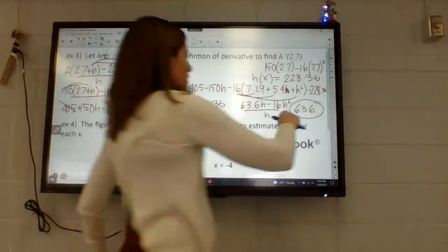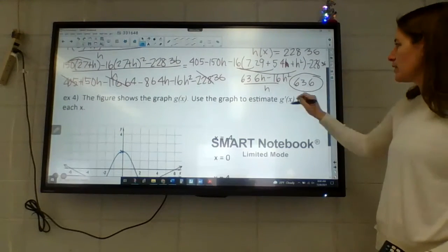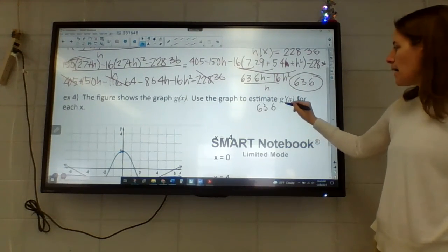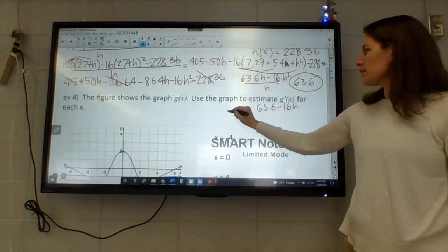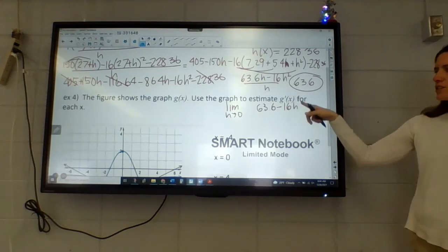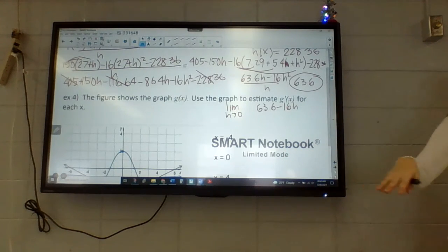So do I need to show more of that? If you're wondering what happened here, this was 63.6 minus 16h. And remember, this is the limit as h approaches 0. So as this gets closer and closer to 0, that's going to cancel. And so we're going to be left with just the 63.6.